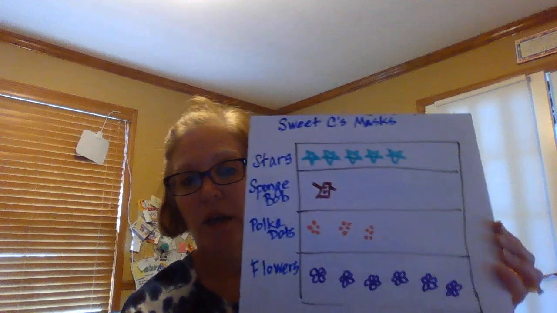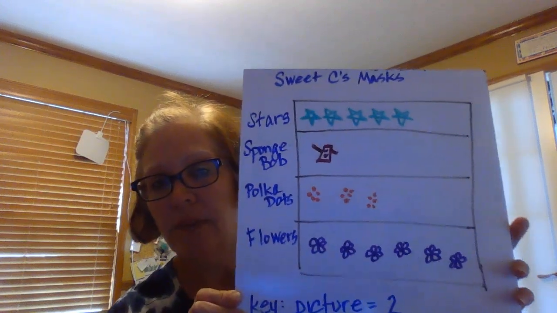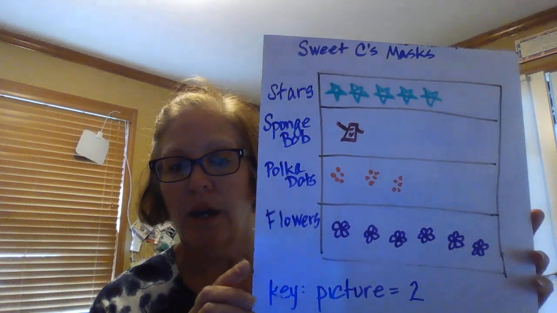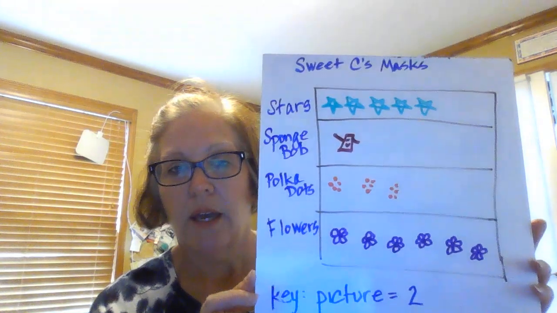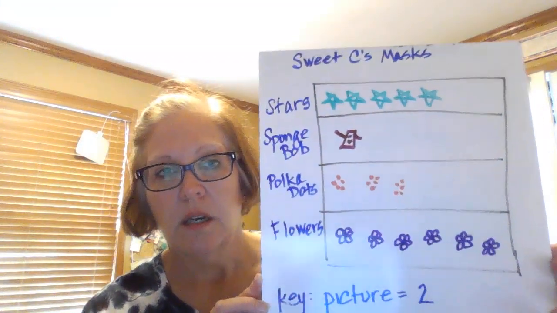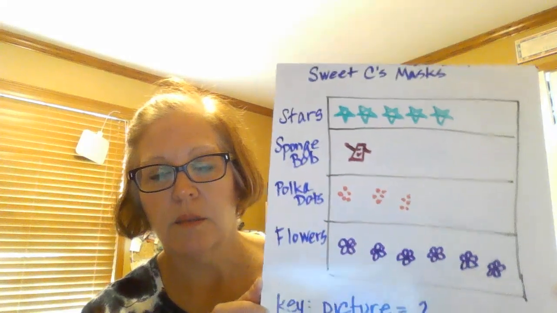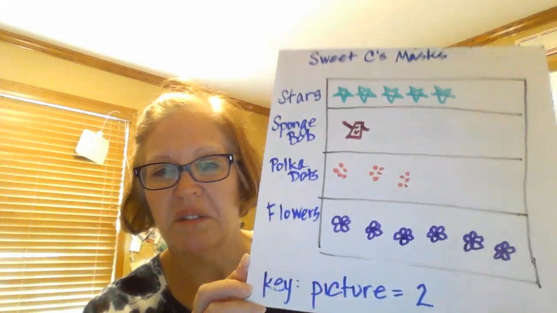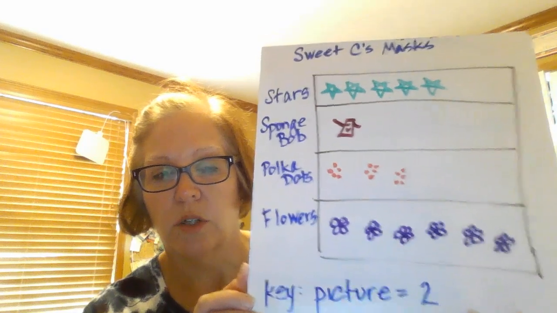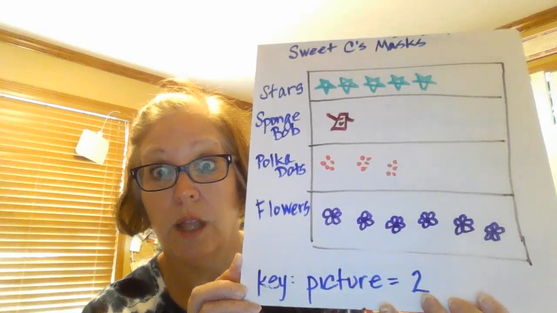So I thought I would illustrate how some of her mask business is going and how we relate that in a picture graph and then in a bar graph. So I have here on my whiteboard a picture graph. If you can see, Sweet C's masks, some of the business that we've been doing. This is just a small illustration of the work that we've been doing. We've been doing lots of masks.